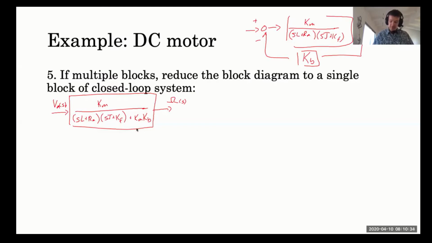And I just want to point out that the poles up here in this diagram, well, these are two separate transfer functions, so they'll have two different sets of poles. But the poles of this guy are negative RA over L and negative KF over J. And if we look at this polynomial down here, the poles are not going to be there. I mean, they would if either Km or Kb were 0.